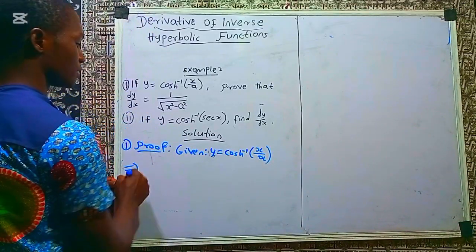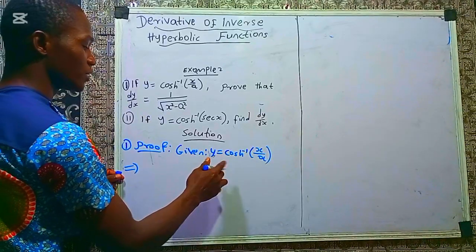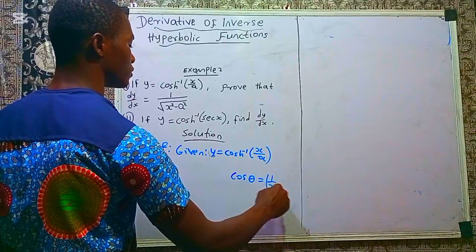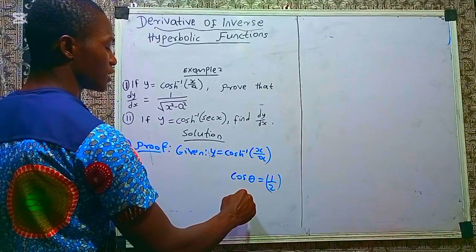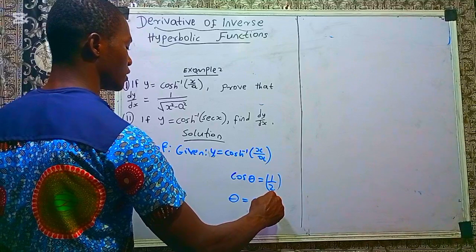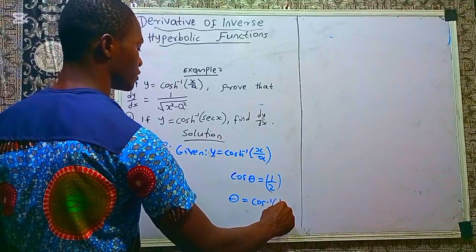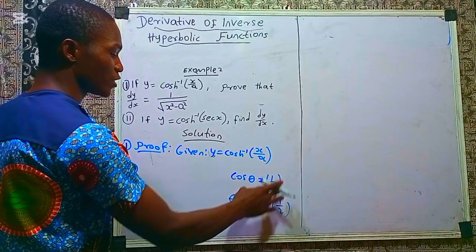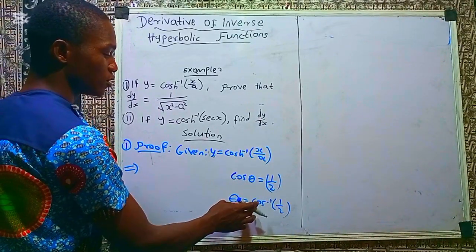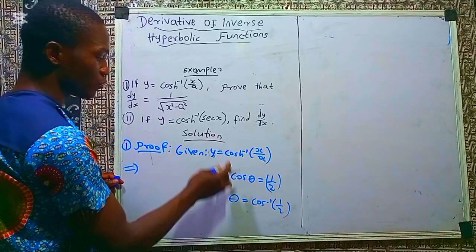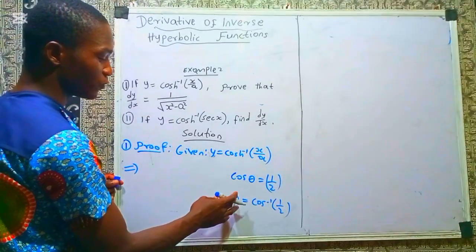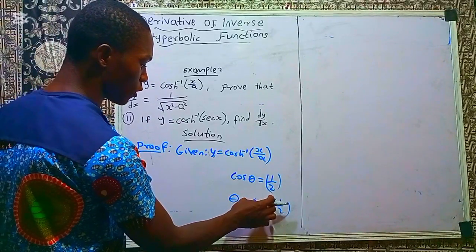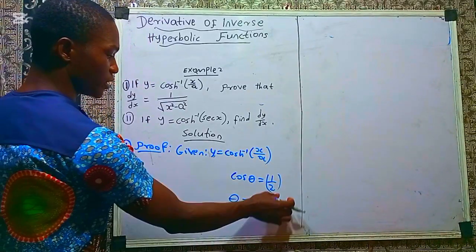So this implies, if you have that cosine theta is equal to 1 over 2, then if you want to get your theta, you say theta is equal to cosine inverse of 1 over 2, right? We know this from trigonometry. If cosine theta is 1 over 2, then to get theta you take the cos inverse of 1 over 2. So if you have theta equal to cos inverse of 1 over 2, then it means that cos theta will be this 1 over 2.